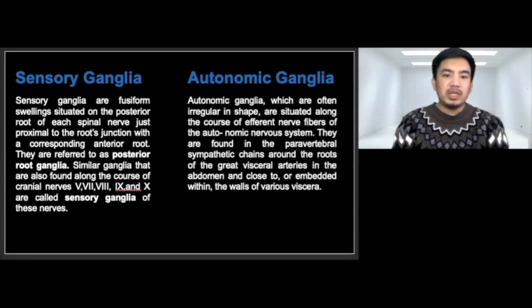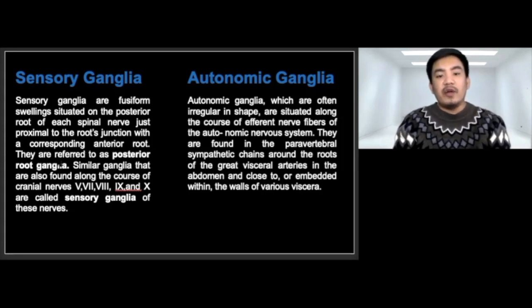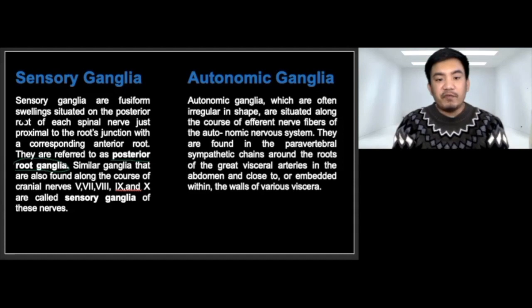So when we say the sensory ganglia, these are fusiform swellings situated on the posterior root of each spinal nerve just proximal to the root's junction with a corresponding anterior root. So they are referred to as the posterior root ganglia. Okay, so remember there are fusiform swellings on the posterior root of each spinal nerve. Similar ganglia that are also found along the course of cranial nerves 5, 7, 8, 9, and 10 are all called sensory ganglia of these nerves.